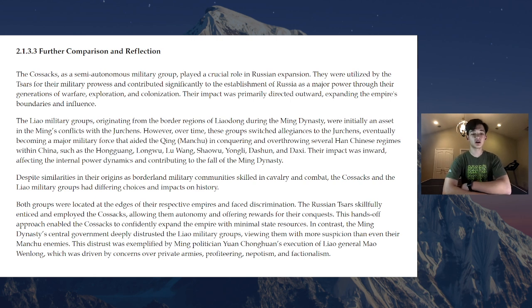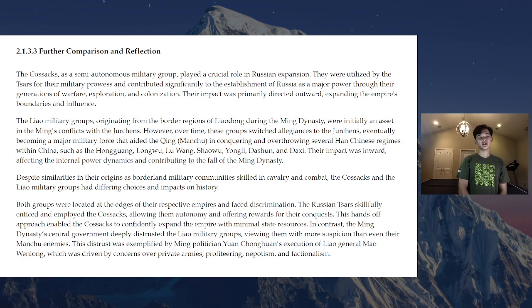So let's talk about the comparisons and reflections between the Cossacks and the Liao military groups. The Cossacks were a semi-autonomous military group and played a crucial role in Russian expansion. They were used by the Tsar for their military prowess, and their impact was primarily directed outward, expanding the empire's boundaries and influence.